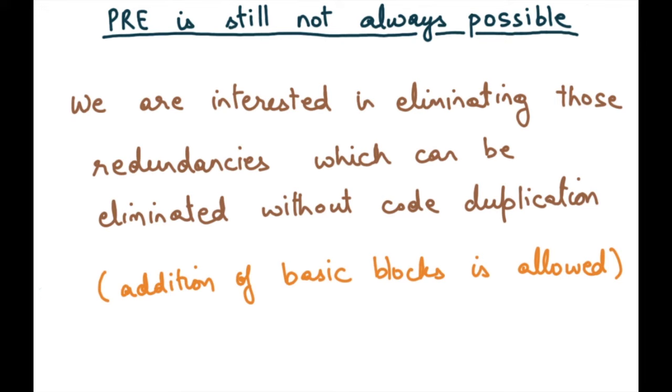There are some things that we will still allow, and that is the addition of basic blocks is still allowed on critical edges. But apart from that, we don't want to modify the control flow graph structure in any other way. Yet we want to eliminate partial redundancy wherever possible in such a restricted setting. So that's what we're going to be discussing in the next few lecture modules.